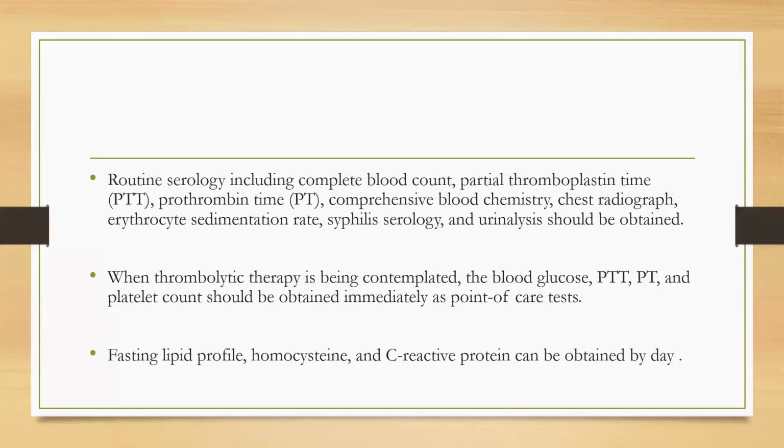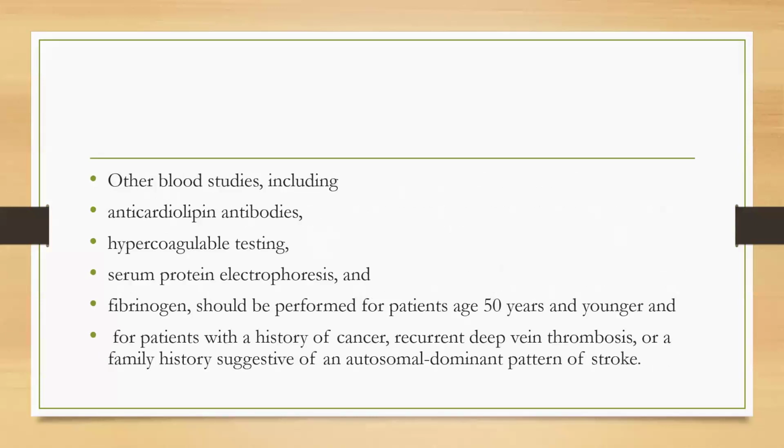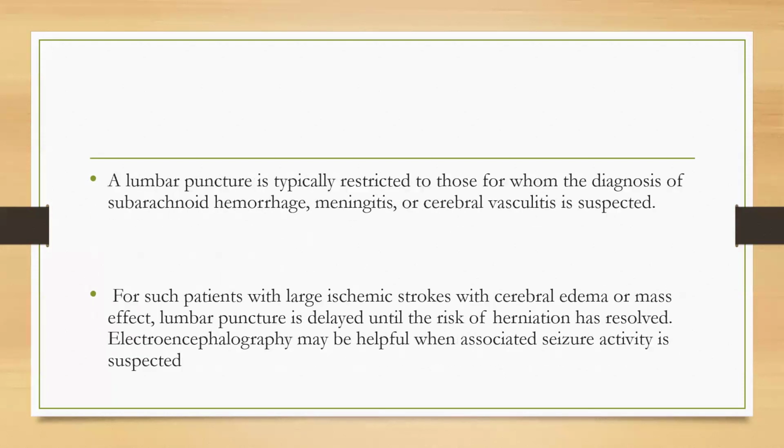Fasting lipid profile, homocysteine, C-reactive protein can be obtained by day. Other studies include anticardiolipin antibodies, hypercoagulable testing, serum protein electrophoresis, and fibrinogen, which should be performed for patients age 50 years and younger, and for patients with history of cancer, recurrent deep vein thrombosis, or family history suggestive of autosomal dominant pattern of stroke. Lumbar puncture is typically restricted to those for whom diagnosis of subarachnoid hemorrhage, meningitis, and cerebral vasculitis is suspected. For such a patient with large ischemic stroke with cerebral edema or mass effect, lumbar puncture is delayed until the risk of herniation has resolved.